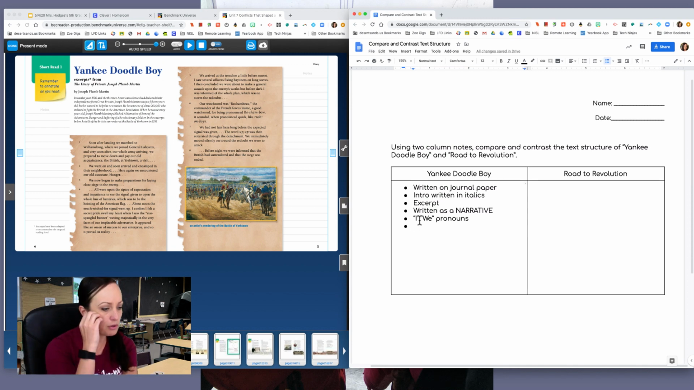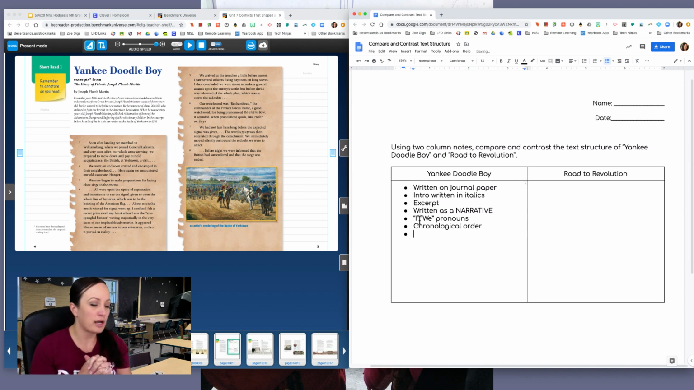Like the author wrote this as if they're getting ready for the battle, and then their feelings and emotions, and then by the end of it, the battle doesn't actually happen because the other opposing side has surrendered. So it's going in order, and when a text goes in order, we call that chronological order.